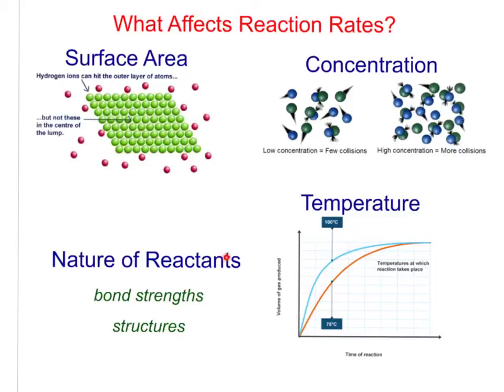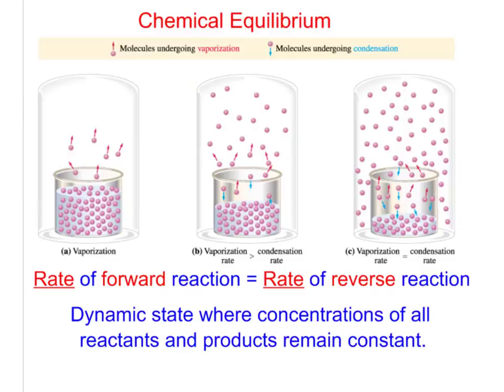Also, the nature of the reactants themselves will affect the reaction rate. We can consider bond strengths, the structures of the molecules themselves. Those will also affect reaction rates. So now that we have looked at our collision model of a reaction and some different things that affect these reaction rates, let's look at what we mean by chemical equilibrium.